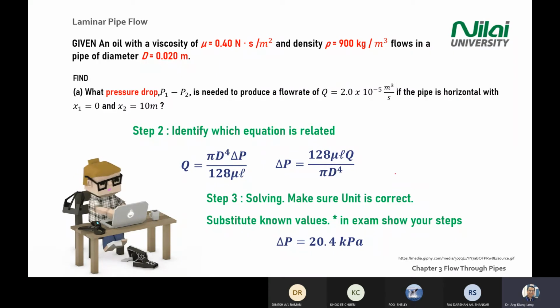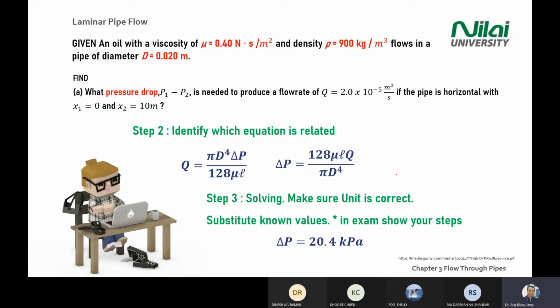Any question for these slides? Anything that you're not sure? If you're not able to explain how you get delta P equal to 20.4 kilopascal for section A, ask me now. If not, I might ask some of you to answer. You're not sure, better ask me now. No question, sir? Okay, good.